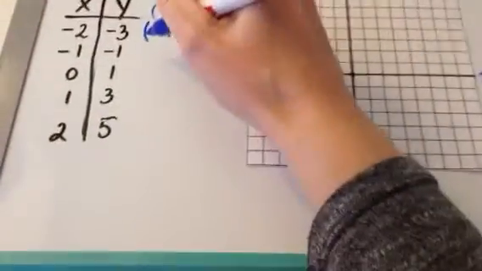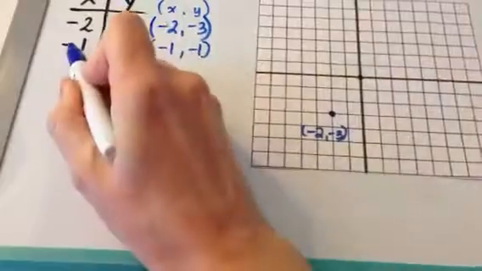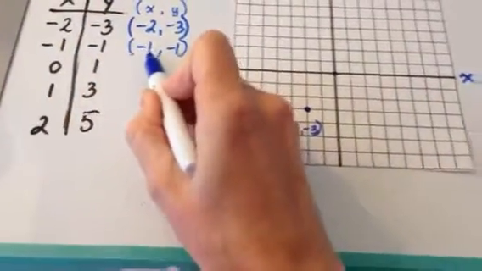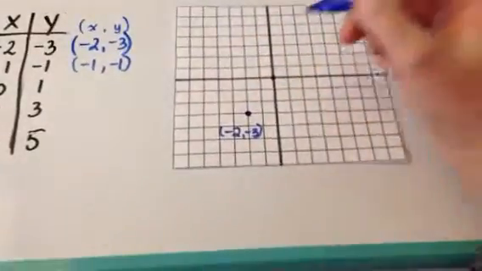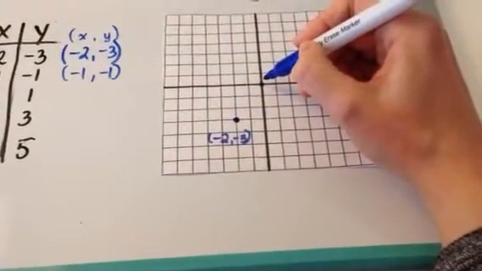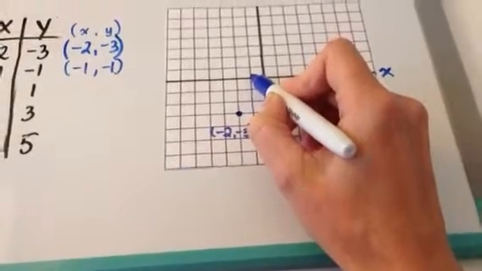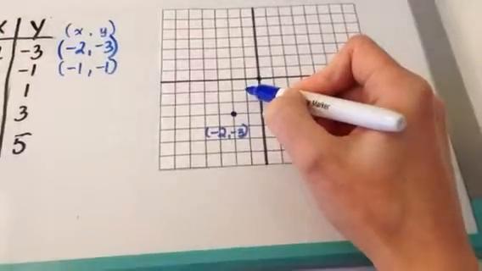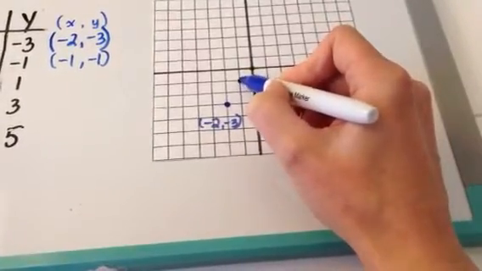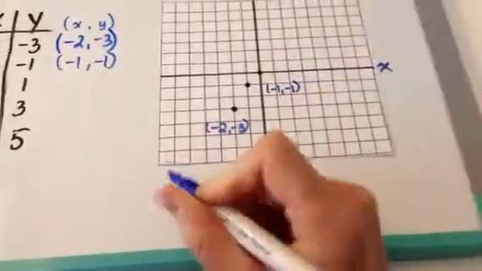Now we go and plot our next point. So our next point is -1, -1. So we put it into our point notation. And again, we start back at 0, 0, and we plot our x first. So we go to -1, and then our y value is also -1. So we move down another value, so here, and that is -1, -1.